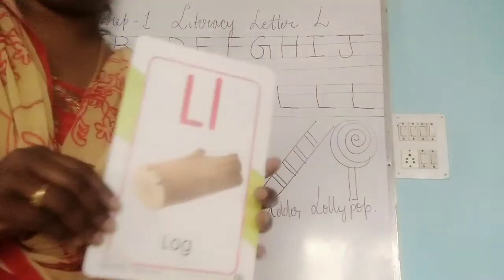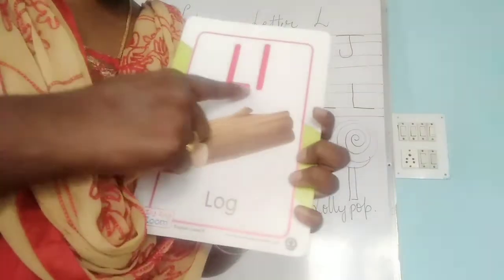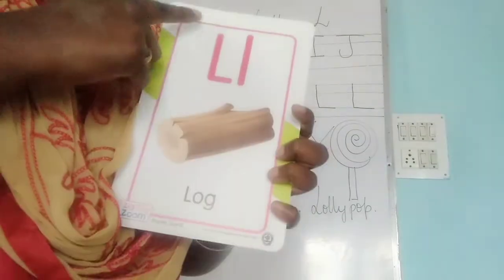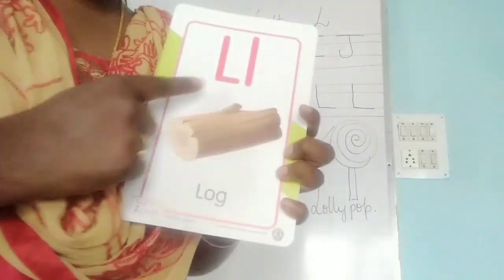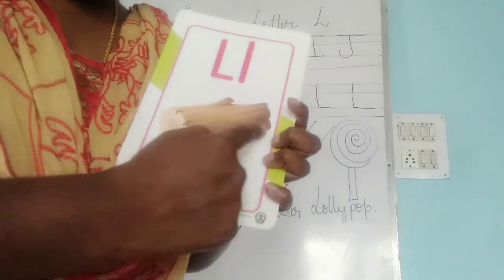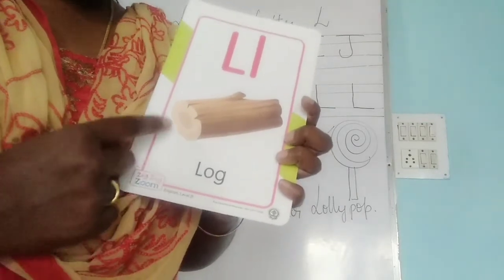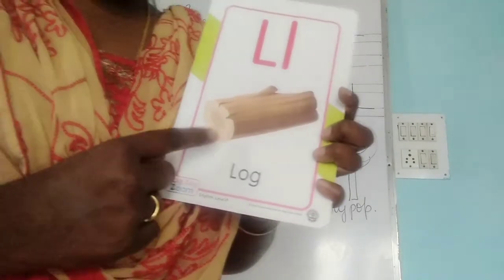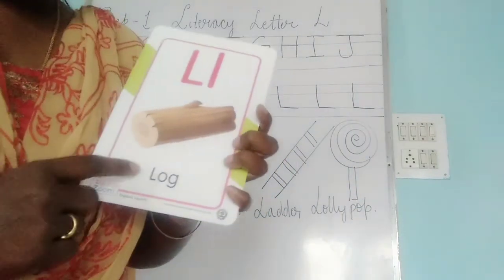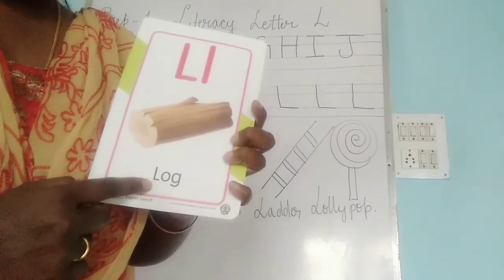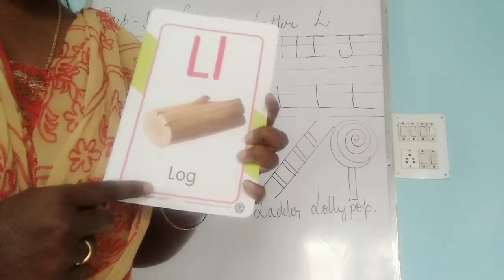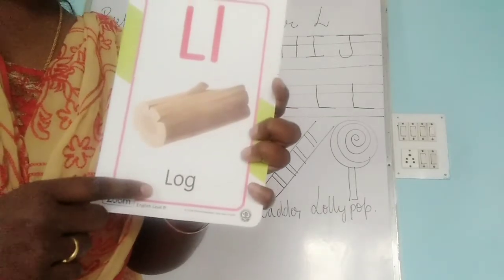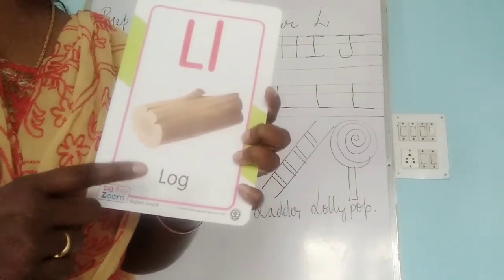And let's see in the teaching aid. This is L. A standing line and a sleeping line makes L. L for log. Log means it is a big branch of the tree. L for log. Repeat after me, children. Log.